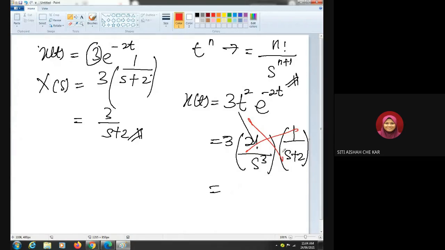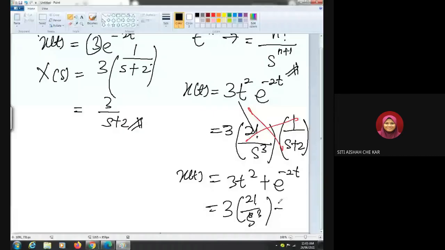Kalau macam ni boleh. 3 t kuasa 2 tambah exponent negative 2. Okay, this is tambah. So this one is superposition yang kita belajar. You boleh Laplace separately and then you just add lah. So you will get 3 2 factorial over s power of 3 plus 1 over s plus 2. So this one is right. Sebab ini adalah you boleh guna properties superposition.